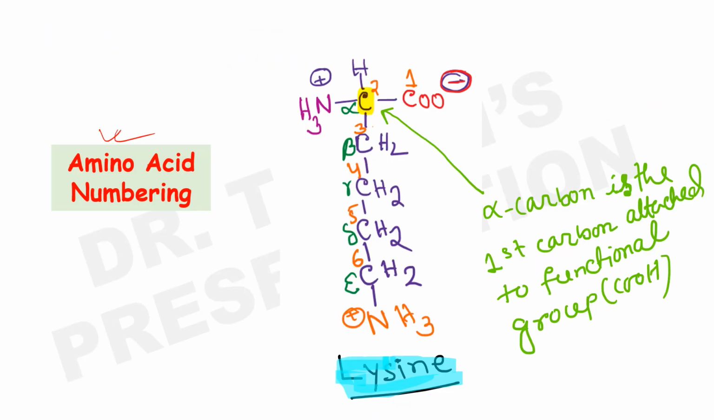If you want to understand the amino acid numbering, you should check this example of lysine. Lysine is an amino acid where carbon numbering starts with the functional group COOH, that means carboxylic acid group, that is carbon number 1. And next carbon is carbon number 2. In this way, 3, 4, 5, 6, these are the different carbon numbers where 3, 4, 5, 6 are present in the R group, that means in the variable group. And alpha carbon is the first carbon attached to functional group. So in this case, carbon number 2 is alpha carbon and carbon number 3 is beta, 4, 5, 6 are gamma, delta and epsilon respectively.